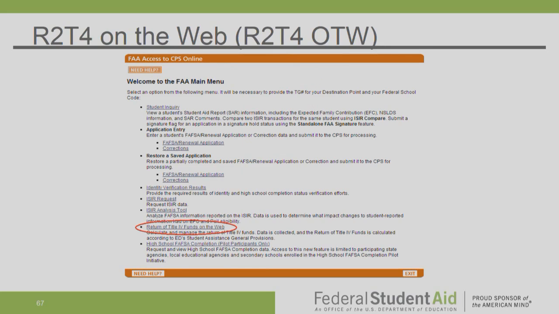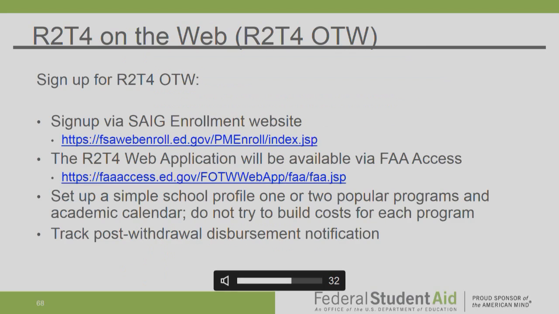All right, well, we're getting toward the end, so everybody take a deep breath. You're almost there. We want to talk a little bit about our software for performing R2T4 calculations. It's the R2T4 on the web software, and that's available on the FAA Access to CPS online website, where the tool can be accessed. You can see we've circled where you can click on it there if you go to the FAA Access website. You can get to FAA Access by signing up on the SAIG enrollment website.